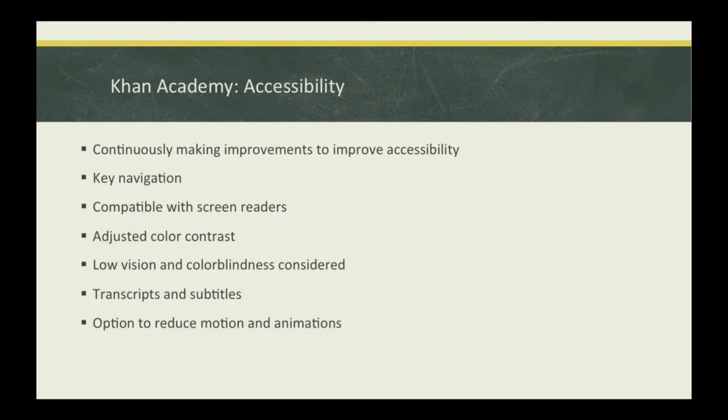Assistive technology is constantly changing and evolving, and Khan Academy makes efforts to take those technologies into consideration as they make improvements to their site. Some accessibility features include Alt Text, key navigation only, compatible with some screen readers, and adjusted color contrast. Khan Academy developed a tool to check for accessibility for those with low vision or color blindness. Transcripts and subtitles are available, and there is also a feature to reduce motion and animations for those sensitive to them.